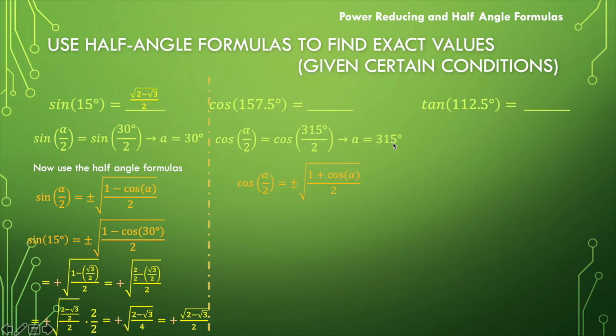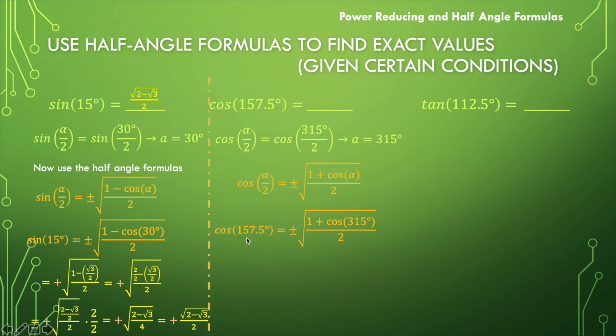So we're going to use our formula, cosine of alpha over 2 is equal to plus or minus the square root of 1 plus cosine of alpha over 2. We replace our alpha with 315 degrees and 315 degrees. We simplify the 315 degrees divided by 2, and we end up with cosine of 157.5 degrees is equal to plus or minus the square root of 1 plus the cosine of 315 degrees over 2. There's two things that we want to do in this next step. We want to determine the sine.